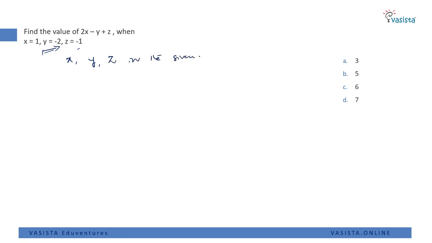In the given equation, that is 2x minus y plus z, let us substitute the value of x. The value of x is 1, so that is going to be 2 into 1, minus y, and the y value I need to substitute is going to be minus 2, plus z, whose value is minus 1.